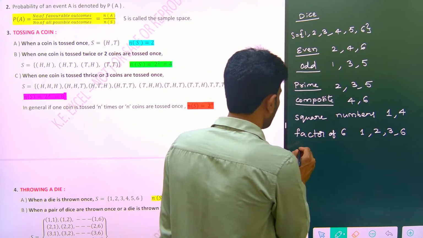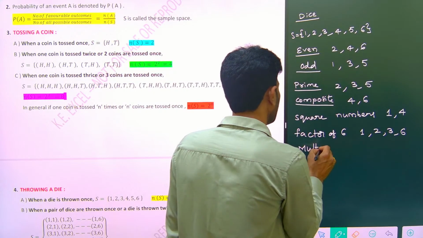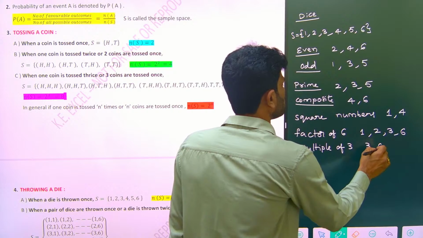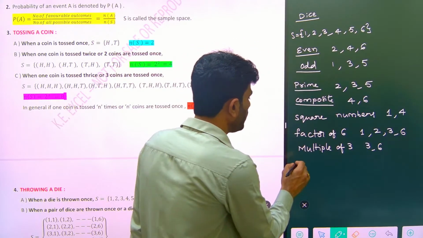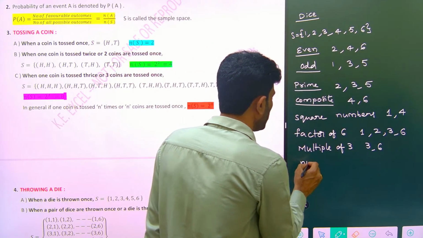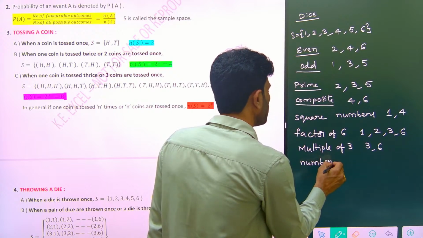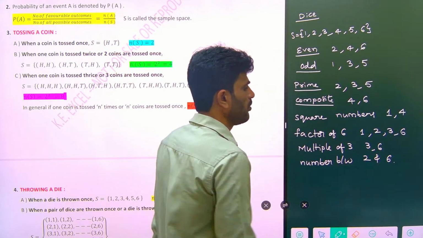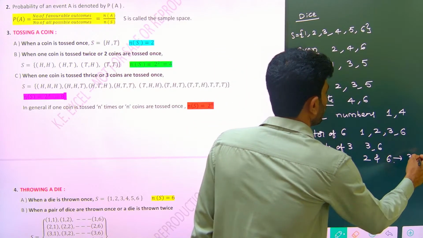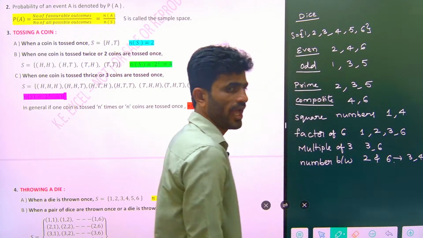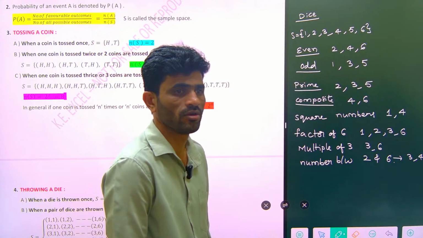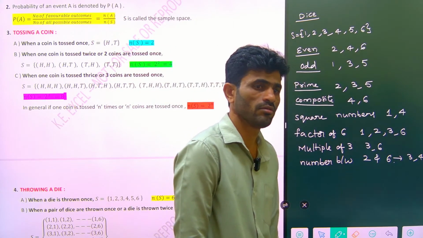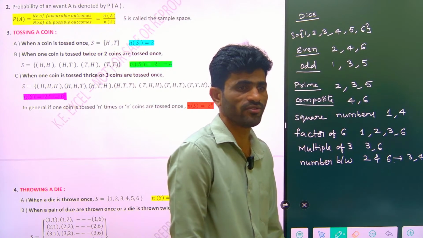Multiples of 3. Suppose multiples of 3 are what? Only 3, 6. A number between 2 and 6: between 2 and 6 what will come? 3, 4, 5. An even prime number. A number neither prime nor composite. Try to have an idea about all the different types of numbers.